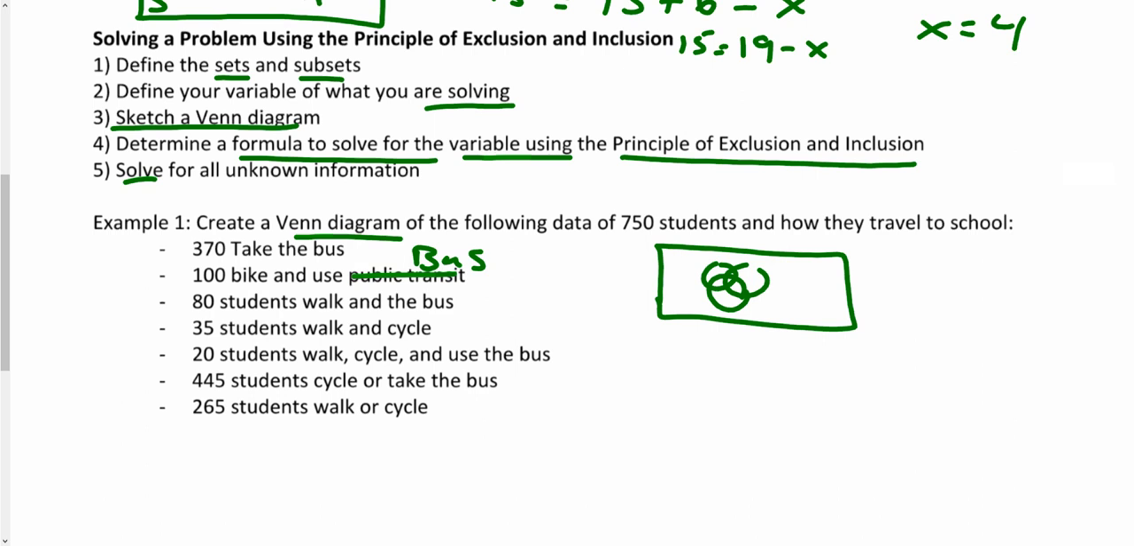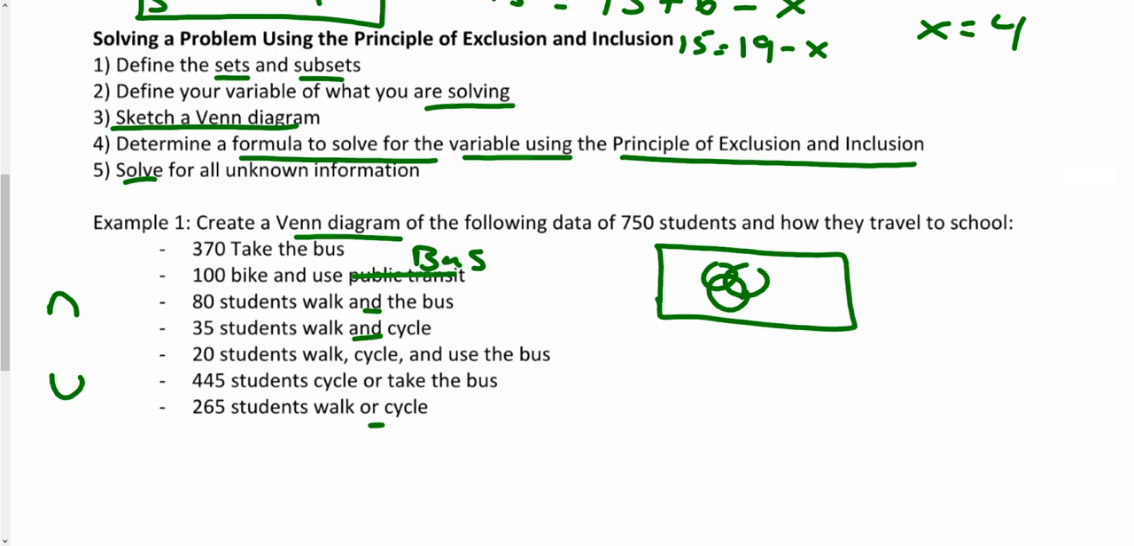We know 35 students walk and cycle. 20 students walk, cycle, and use the bus. 445 students cycle or take the bus. And 265 students walk or cycle. All right, so you need to remember these terms, and and or. And is the intersection, or is the union. The intersection is just what they have in common. The union is everything between them, okay?